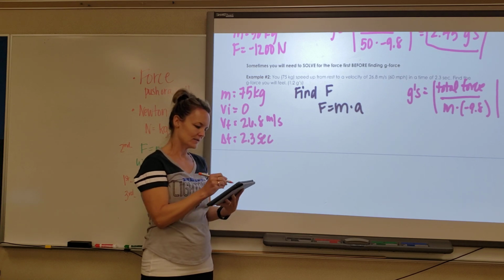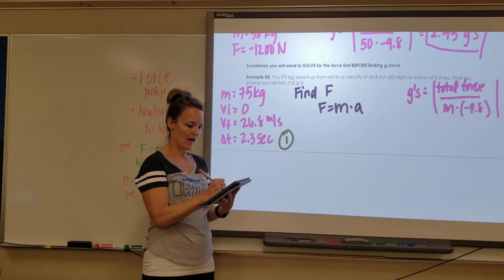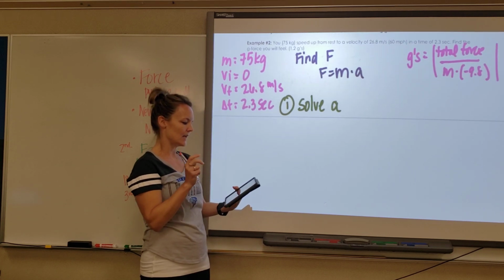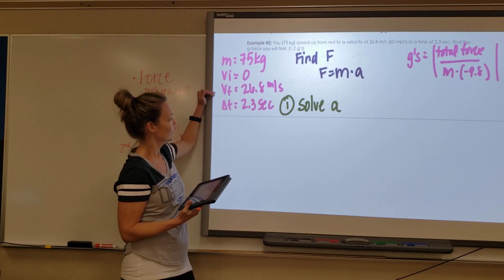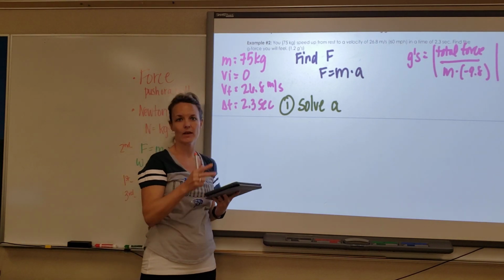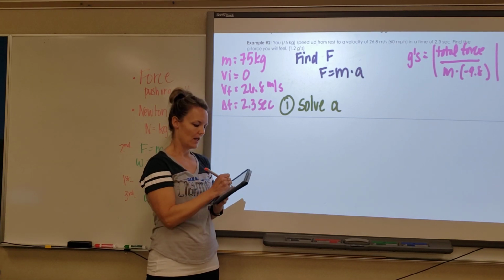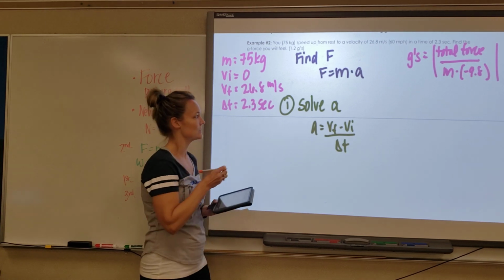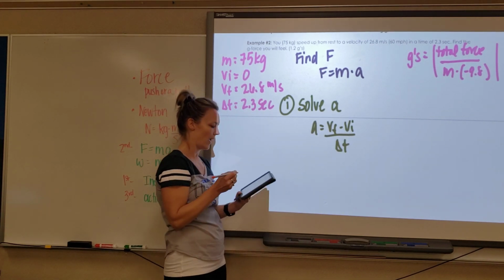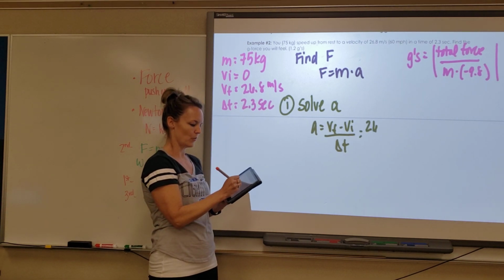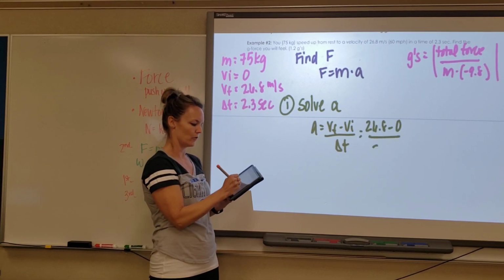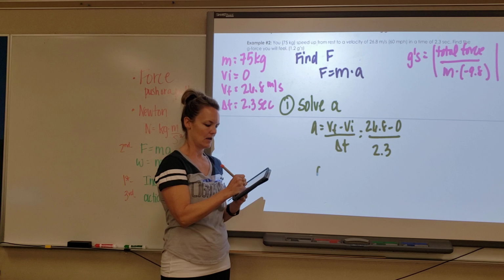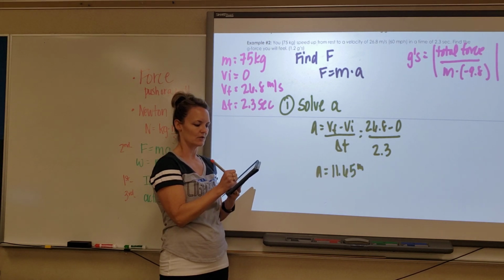All right, so step 1. I need to solve acceleration. As I look at the variables that I have, VI, VF, and I have T. So if I look at my old equations in one-dimensional motion, A equals VF minus VI over delta T. If I use this, I've got all of those, I can solve for A. So VF, 26.8 minus VI over delta T, and I get an acceleration of 11.65 meters per second squared.